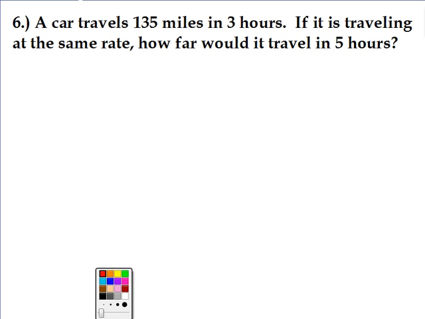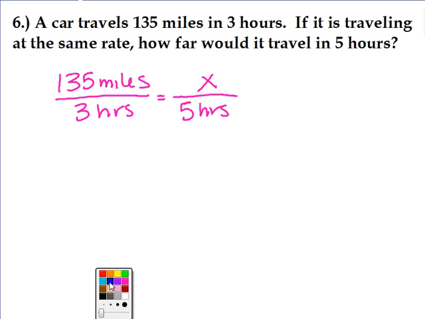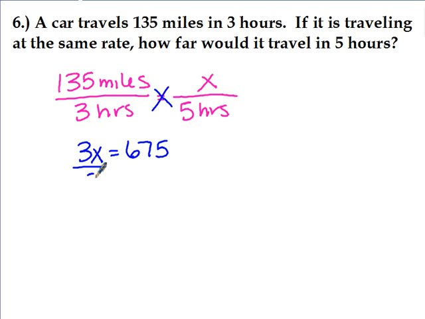So a car travels 135 miles in 3 hours. If it's traveling at the same rate, how far would it travel in 5 hours? So how many miles is it going to go? So again, cross multiply. So I have 3x is 675. Divide by 3. So x is 225 miles.